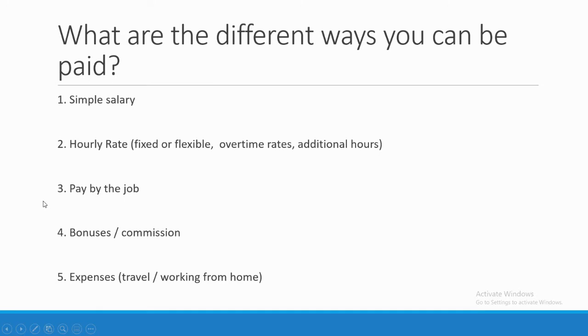Then the third way, you might be paid by the job. Certain jobs are paid by the job. It might be something like a gardener or a builder. They get paid for what they actually do. Fourth, certain people get paid bonuses, or they get paid commission. Salespeople, for example, for every sale they make, might get a certain amount of commission, a certain percentage of that sale, or they might get a bonus if they've made a certain amount of sales.